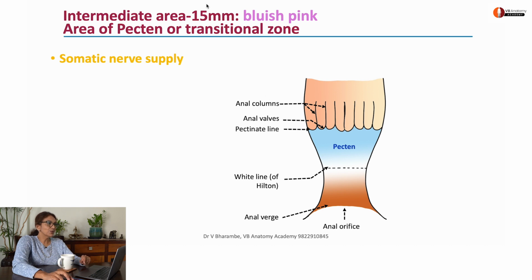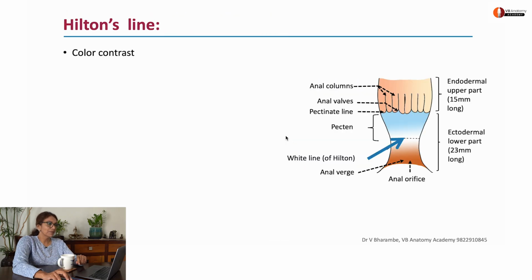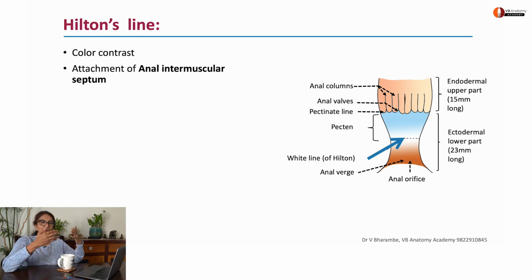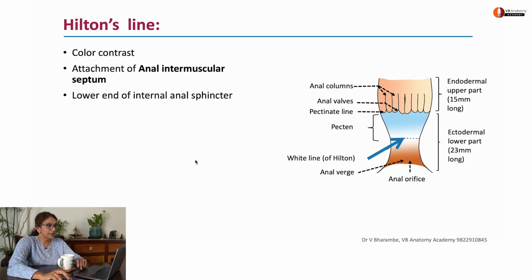Whereas the middle part, called the pecten, is bluish pink and it has somatic nerve supply. The part above is plum red. The part below is bluish pink. And it is limited below by the Hilton's line, also called Hilton's white line. Here you see a lot of color contrast between the lumen and the external skin. It's the point where the anal intermuscular septum is attached and it's the lower end of the internal anal sphincter.